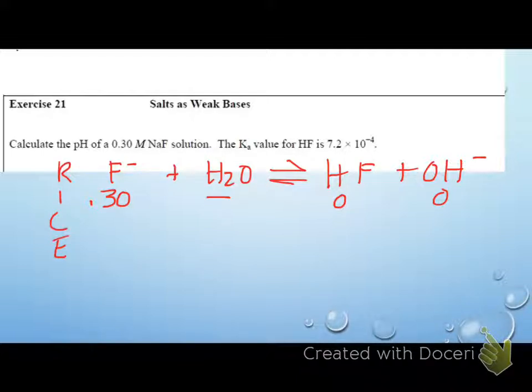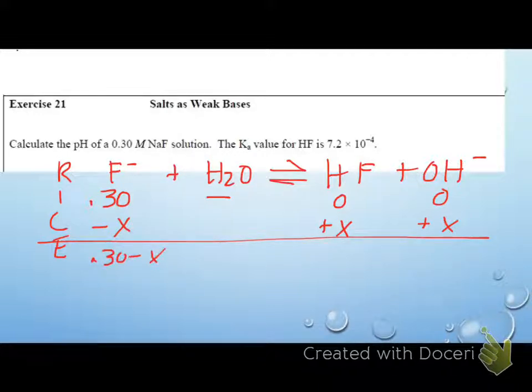So the change is going to be minus x, plus x, and plus x. So at equilibrium, we're going to have 0.30 minus x, x, and x. So when we plug into our Kb this time, oh, snap, they gave us Ka for HF. We need Kb because we're doing a base, right?